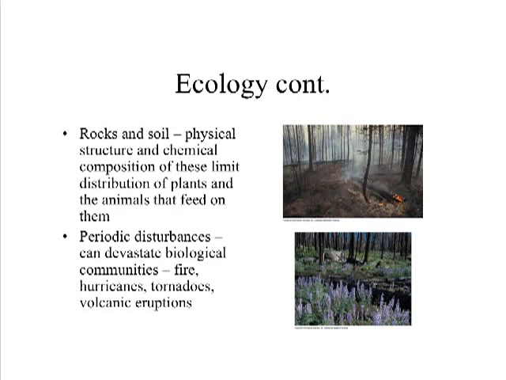Another abiotic factor is the rocks in the soil and the chemicals that are available in that particular area. The physical structure and chemical composition of rocks and soil are going to limit the distribution of plants and animals that feed on them. Physical structure meaning high cliff towers and stuff like that. Usually plants and animals cannot live on those, but if you've got a nice rolling landscape, we're going to get a lot more living organisms. And also chemical composition.